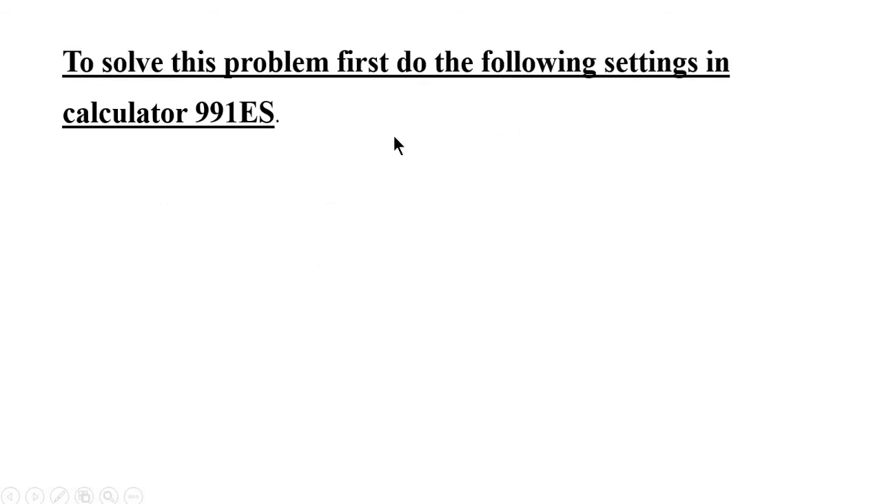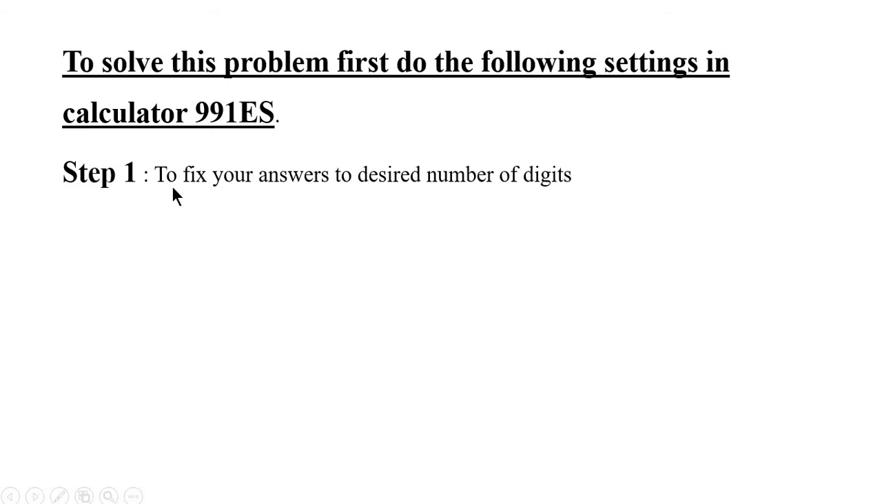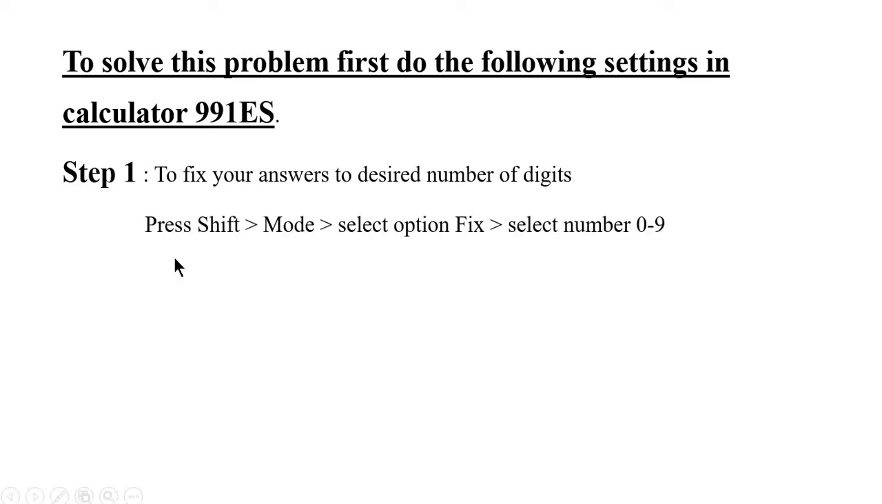To solve this problem, first let us do the following settings in the calculator. Here I am using the calculator 991 ES. To fix your answers to the desired number of digits, say for example, I want all the answers up to 6 decimal places. For that, you can do these settings.